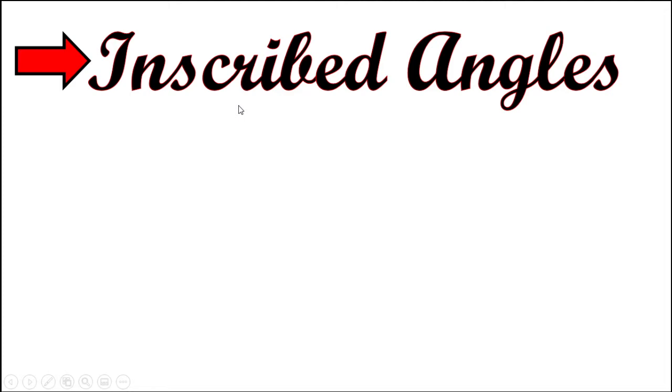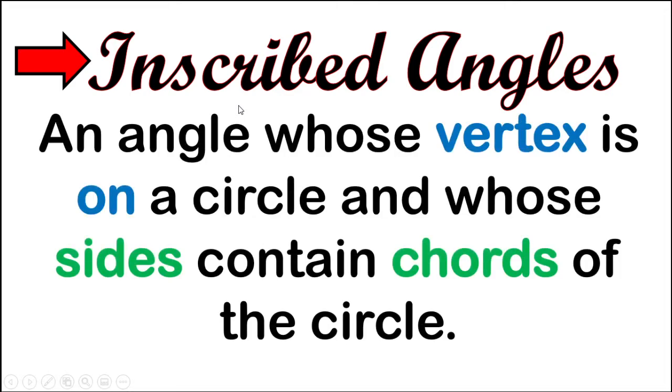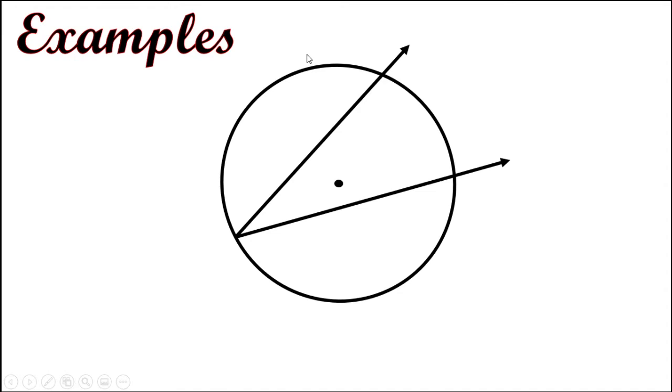So now let's start with inscribed angles. An inscribed angle is an angle whose vertex is on a circle and whose sides contain chords of the circle. Say, given the circle with points L, A, and P, we have chord LA and chord PA. They meet at point A. That means they form the vertex of the inscribed angle.